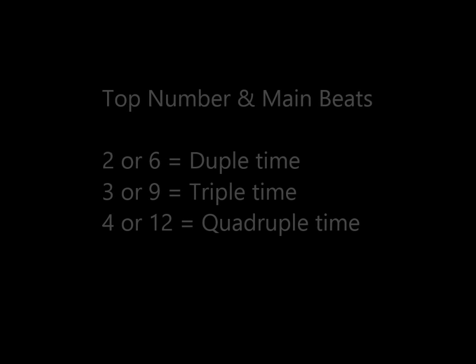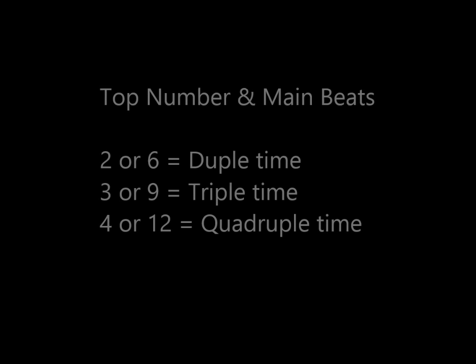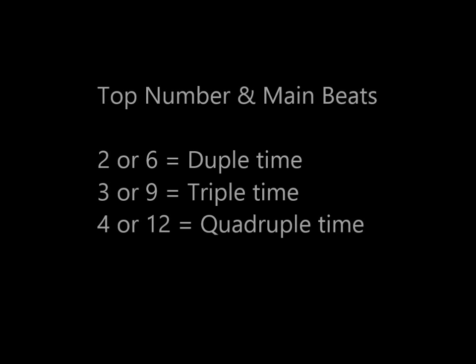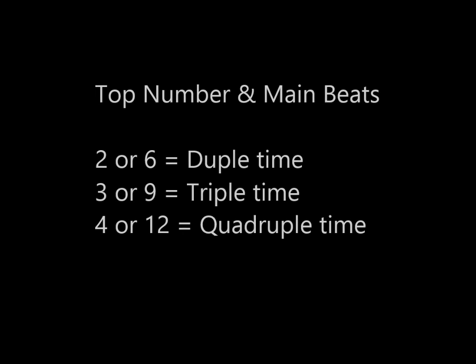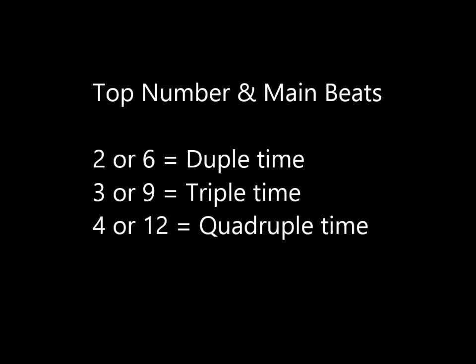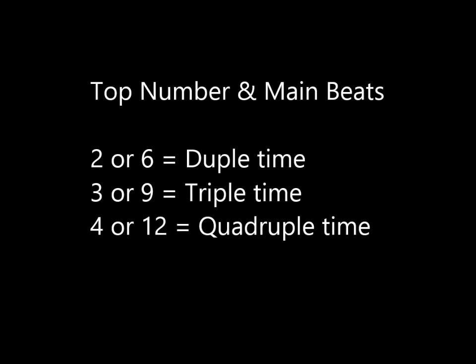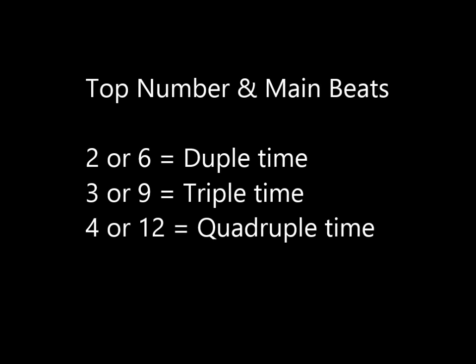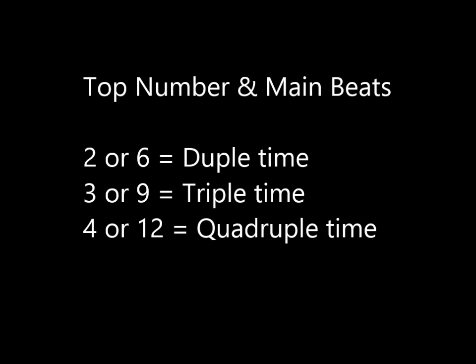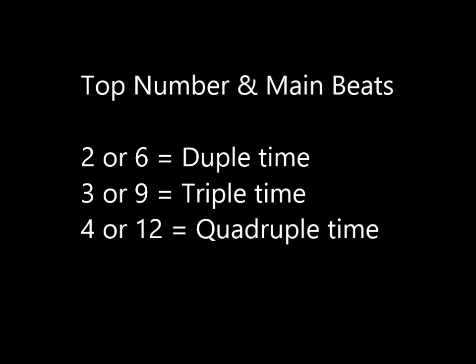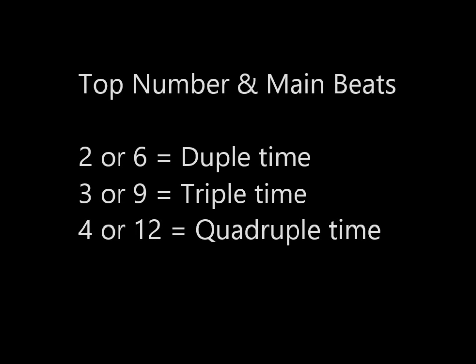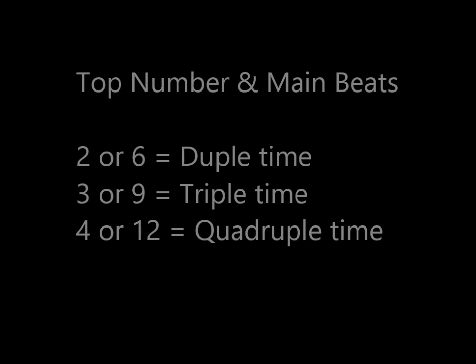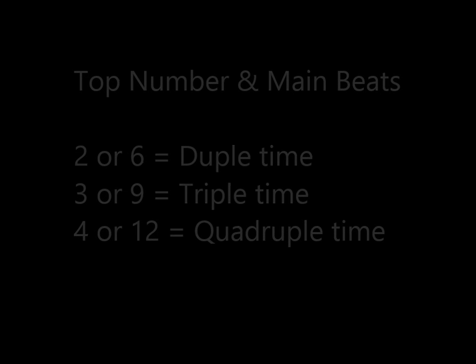What all this means is that although there are 6 different possible top numbers in regular time, in fact there are only 3 kinds of main beat. If the top number is 2 or 6, then there are 2 main beats per bar, and it's duple time. If the top number is 3 or 9, there are 3 main beats per bar, and it's triple time. And finally, if the top number is 4 or 12, there are 4 main beats in the bar, and it's quadruple time.